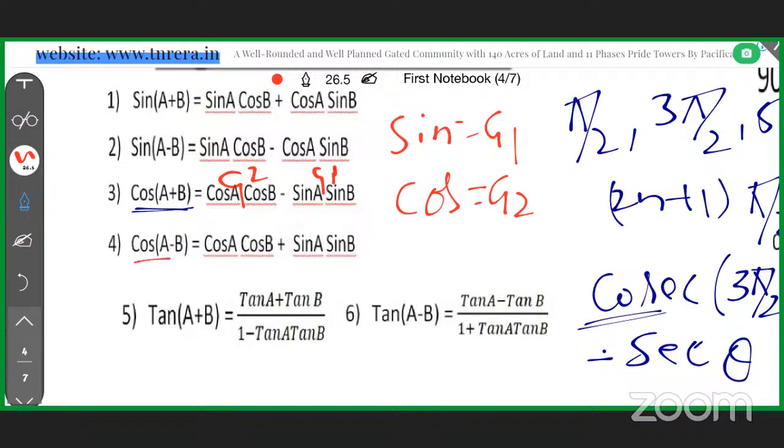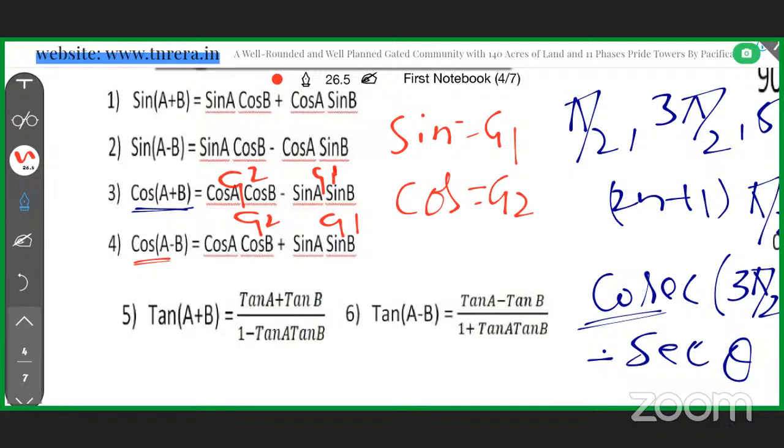Here also, if I take cos of A minus B, cos is with gang 2 only. It is, so the next gang is there only. There is no mixing of this gang. Even though they speak or they don't speak, they are in the same gang. They don't mix with the other gang.